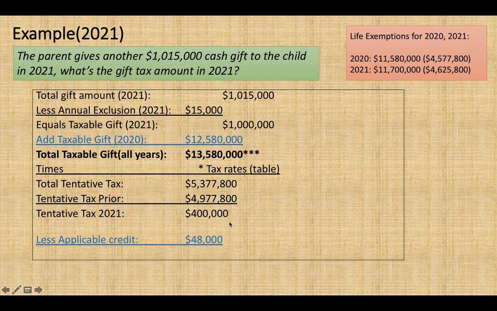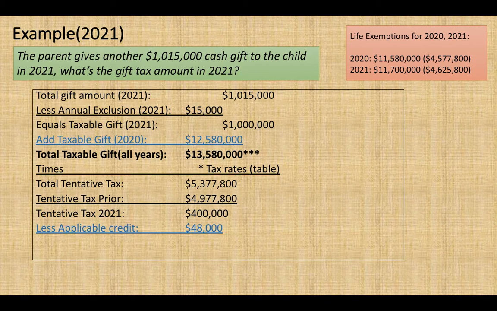However, because the tax credit increased in 2021, although you use the 2020 credit, you will get an extra $48,000 incremental credit deduction. So that gives you the ultimate tax due in 2021, which is $352,000.